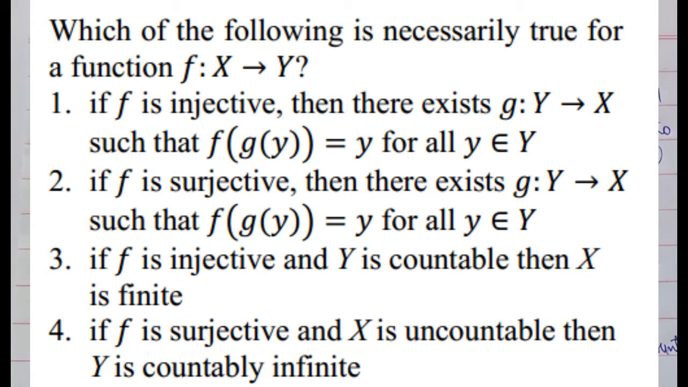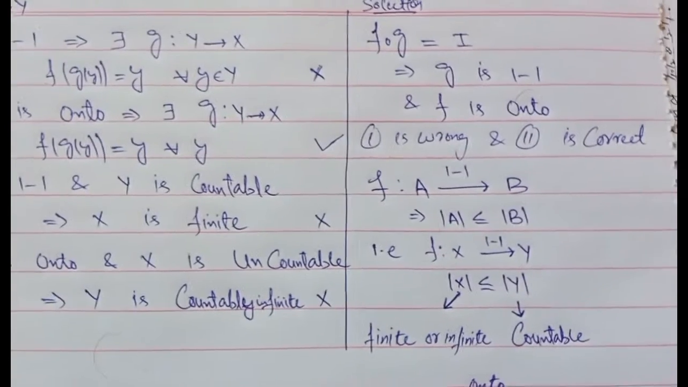Option third: if f is injective and Y is countable, then X is finite. Option fourth: if f is surjective and X is uncountable, then Y is countably infinite. Now we see the solution.